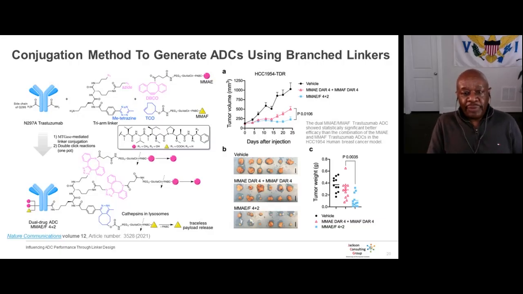What they show here in their in vivo efficacy study in this HCC 1954 tumor model is that the site-specific ADCs with the dual payloads give you better activity compared to just taking the trastuzumab ADC that has a DAR 4 and the trastuzumab ADC that has an MMAF of a DAR 4 as well, and adding them together. So the addition of two ADCs with higher DAR doesn't necessitate better activity compared to the dual payload. That's seen both in the tumor volume and in the tumor weight.